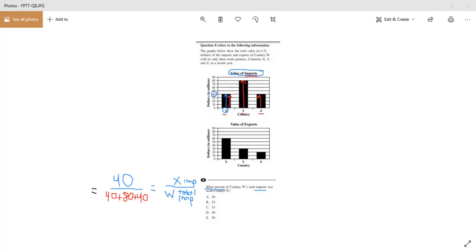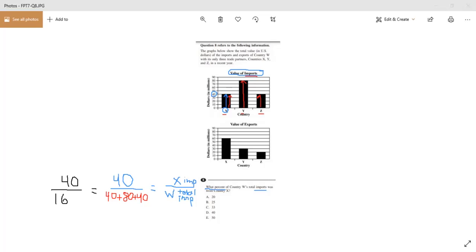If we're thinking about a problem-solving process, understand, we understood the problem by reading and analyzing the graphs. Plan, we made a plan by setting up a fraction, thinking about what operations we would use. Now we're going to attack our plan. That just means we're going to do the work, right? So the top number in the fraction does not need to change. It remains 40. The bottom number, we're going to go ahead and add these numbers together. 40 plus 80 plus 40 is 160.